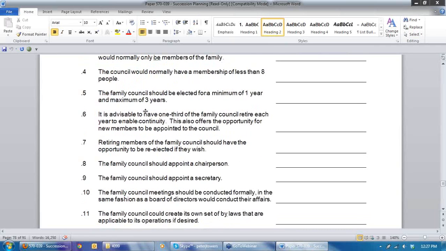And a family council can act as an ideal conduit between the broader family and the actual business operations, because as family businesses grow, obviously not all members of the family are involved in the business on a day-to-day basis.